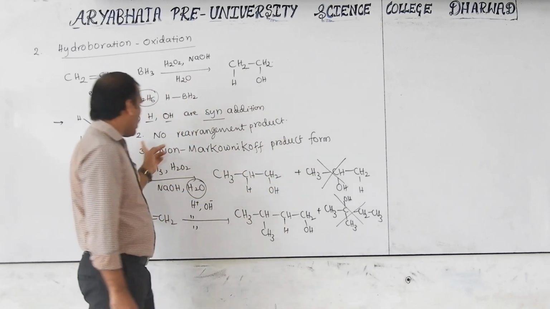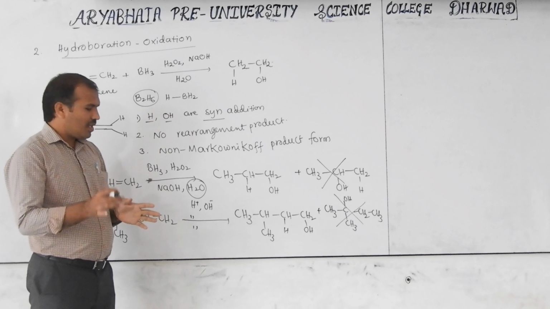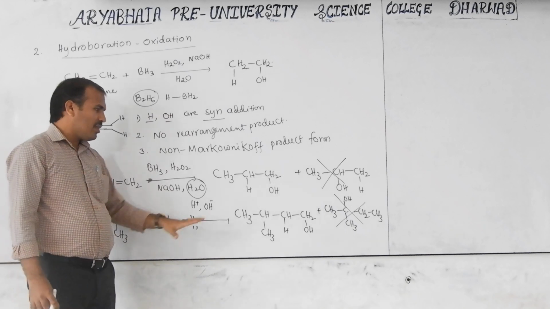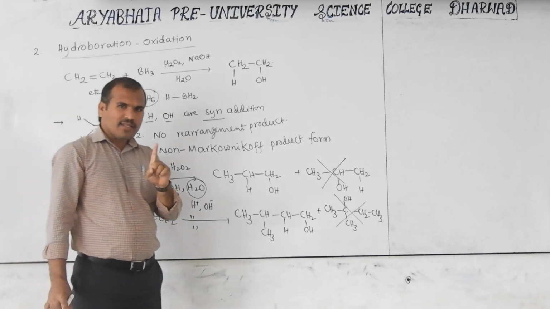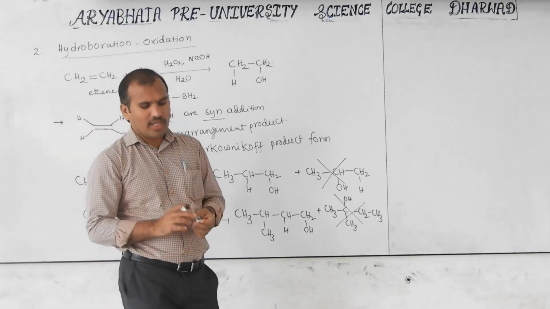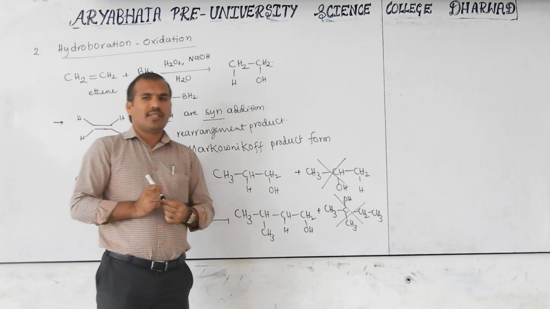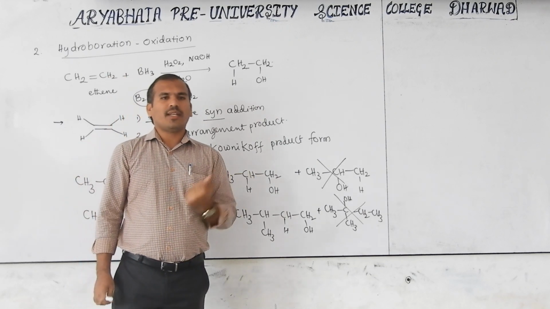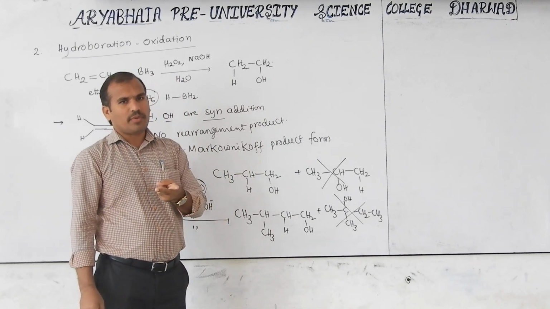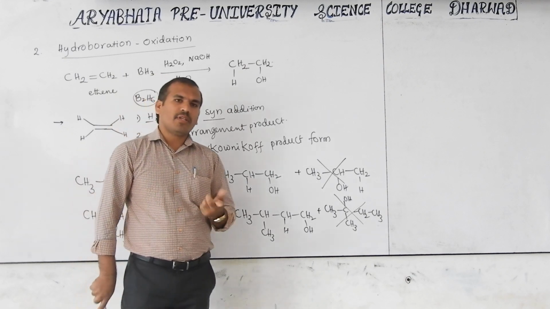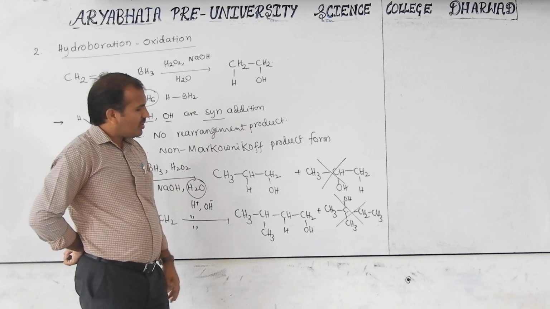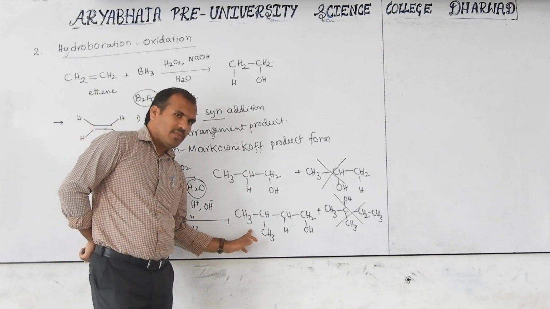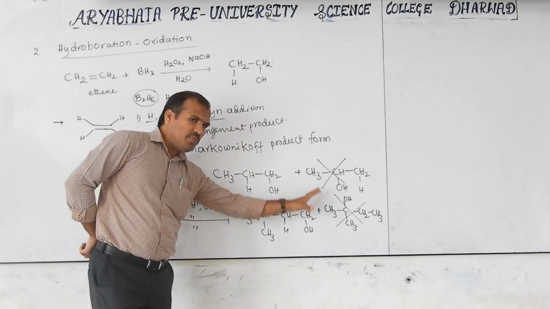Here, no rearrangement, because the attack of NaOH is already fixed. It is called a concerted mechanism, a single step mechanism. You may be studying the halogen chapter, SN1 and SN2 reactions. SN2 is a single step reaction, SN1 is a two step reaction. That's why in SN1 rearrangement takes place, but in SN2 no rearrangement takes place. Here also no rearrangement takes place, so these products are not possible.